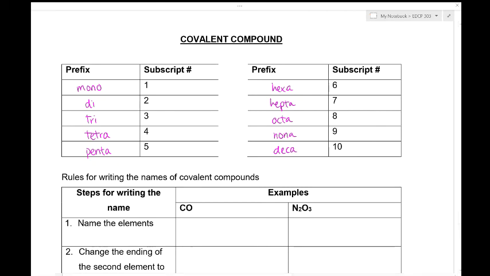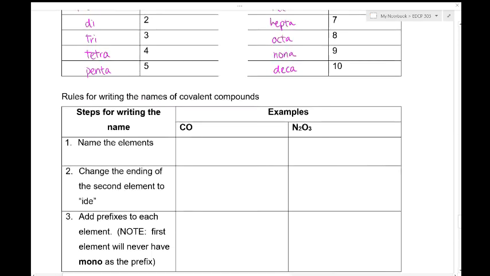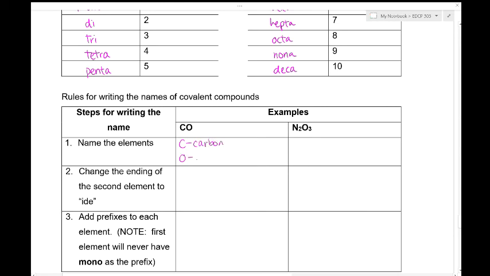Now, feel free to refer back to this anytime you want. It's very helpful. Now, let's try 2 examples together. The first one is CO. Step 1 tells us to name the elements. So C would become carbon, and O is oxygen. Step 2 tells us to change the ending of the second element to IDE. So oxygen will become oxide. Remember that we are taking away the last 2 vowels.